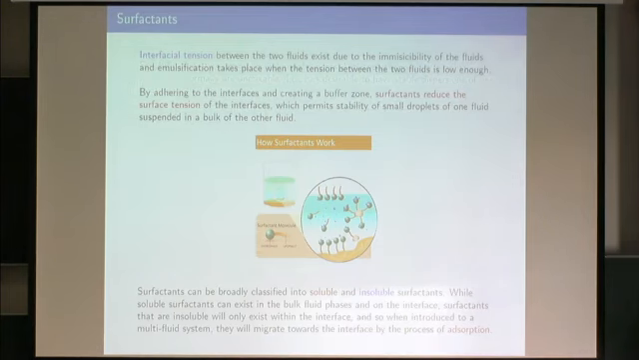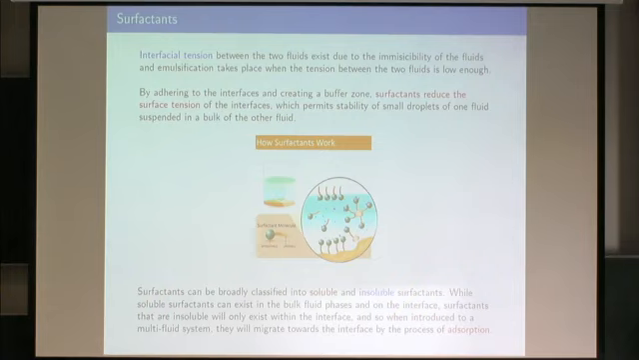So a bit about what goes on. There's interfacial tension between the two fluids due to the immiscibility of the two fluids. And emulsification can only happen when the interfacial tension is sufficiently low. What the surfactants do is adhere to the fluid interface and create a buffer zone. The effect of this is to reduce the surface tension and thereby allow small droplets to be stable within the bigger bulk of the other fluid.